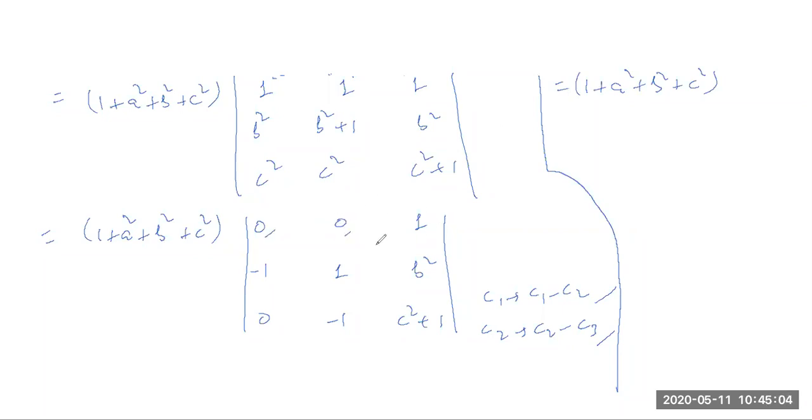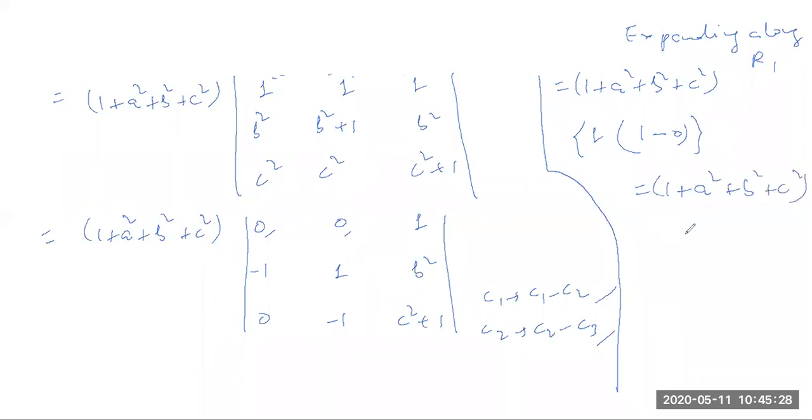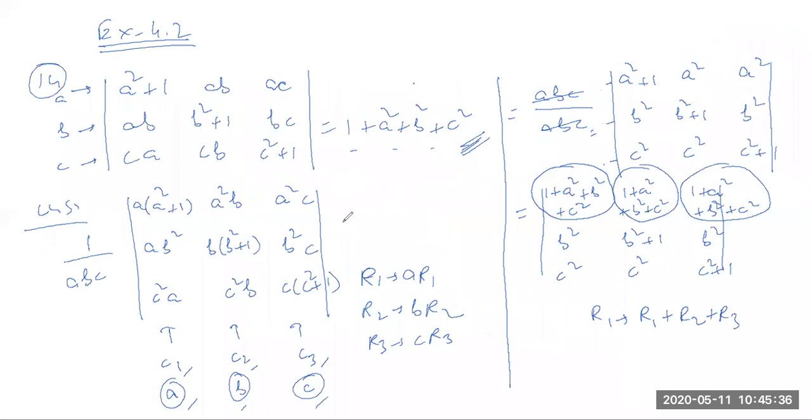So we'll expand along R1. Okay, just write it here. We are expanding along R1. So it will be 1 into, it will be 1 and minus 0 only. Nothing else will we get. So ultimately we got it in the form of 1 plus a square plus b square plus c square. Okay, so that's how we conclude this. I hope it is clear to you all. Is it so? Any other problem you want to ask now in this exercise?